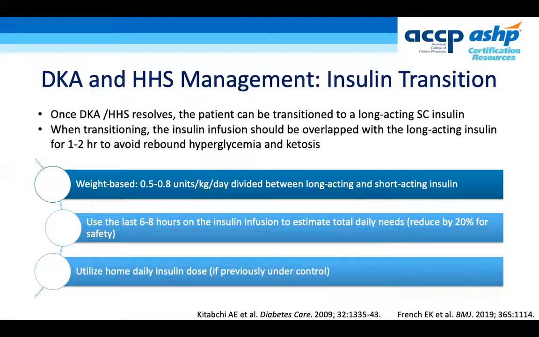There are a few options of how you can transition them back to a long-acting insulin. You can do it weight-based, by calculating using their weight, either 0.5 to 0.8 units per kilo per day, and you divide that between their long-acting and their short-acting insulin. Or you can use the last 6 to 8 hours of the rate of the insulin infusion they were on to estimate their total daily needs. Or you can utilize their home daily insulin dose if they were previously under control and, say, they ran out for some reason or they had some other trigger causing the DKA.